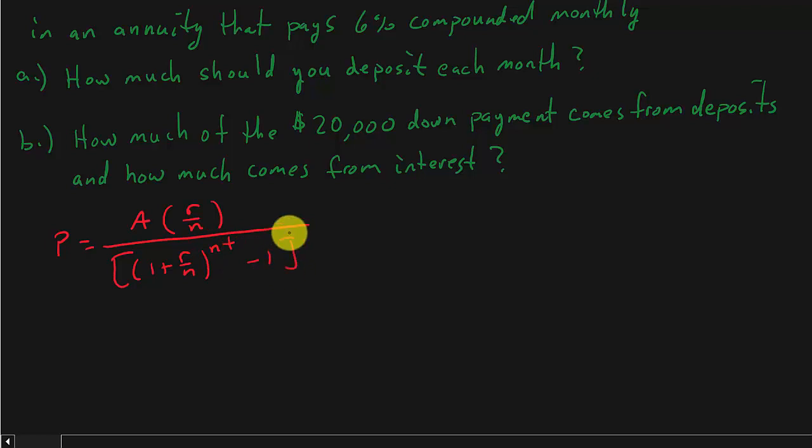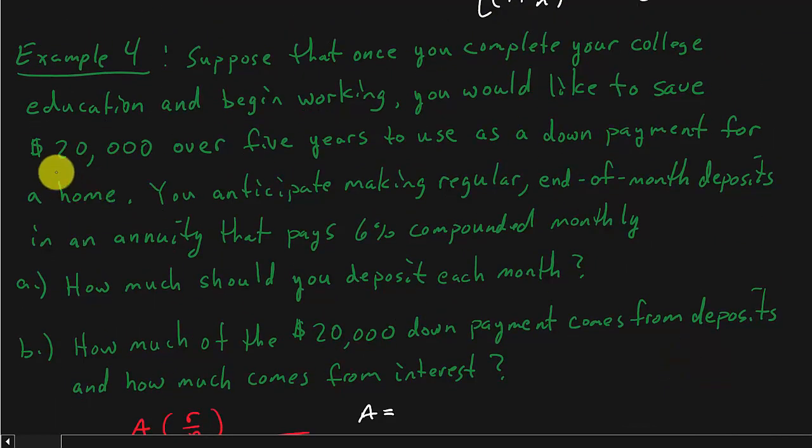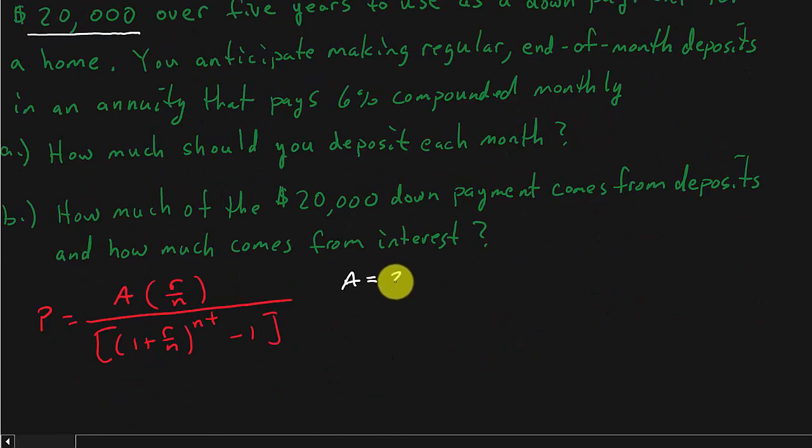Okay. So let's go ahead and state everything we have. So I need A. Now remember, in this case, A is the amount of money we want so many years from now. So what it's saying is we would like to save $20,000 over 5 years. So at the end of 5 years, we want $20,000. So A is $20,000.